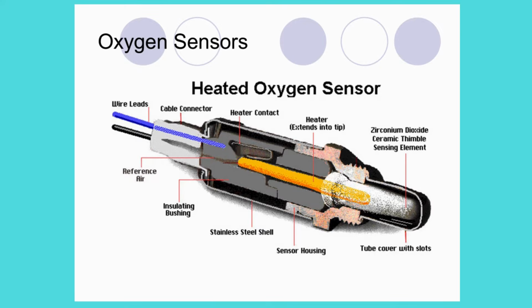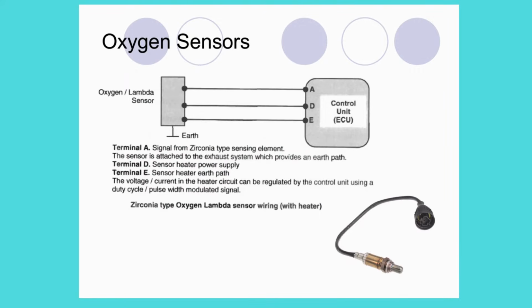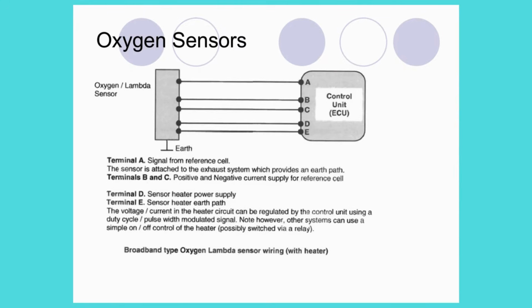If the fuel ratio is lean, not enough fuel in the mixture, the voltage is relatively low, approximately 0.1 volts. If the fuel ratio is rich, too much fuel in the mixture, the voltage is relatively high, approximately 0.9 volts. When the air-fuel mixture is at stoichiometric, the oxygen sensor produces 0.45 volts. This slide explains the functioning of a zirconia-type oxygen sensor with heater. This slide explains the functioning of a broadband-type oxygen sensor with heater.